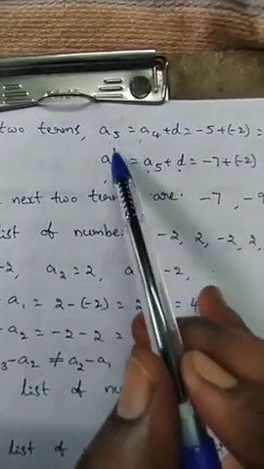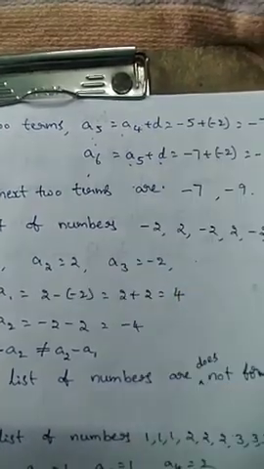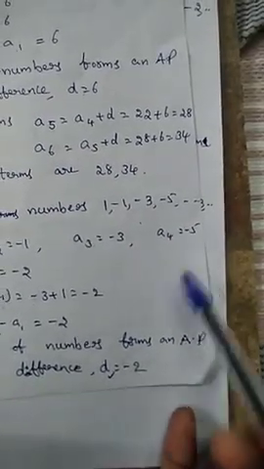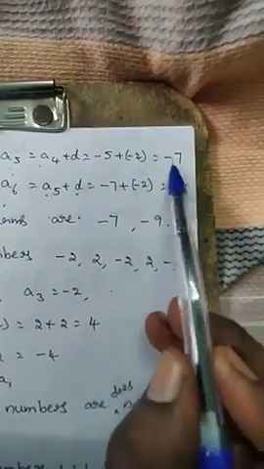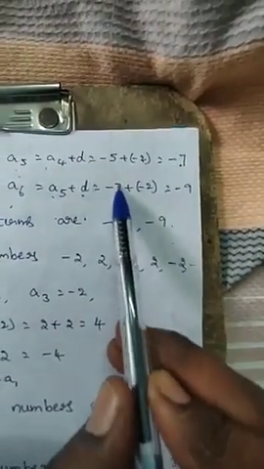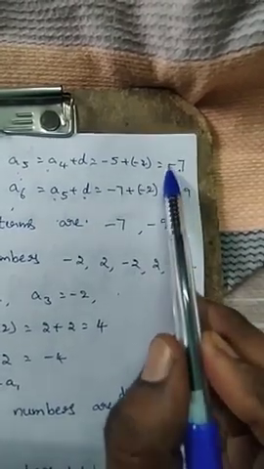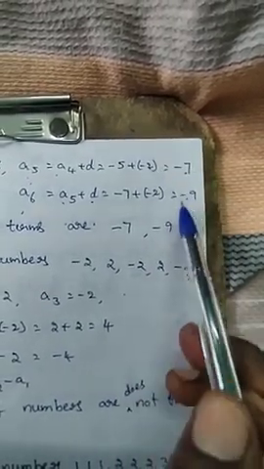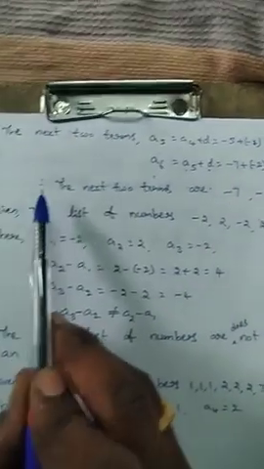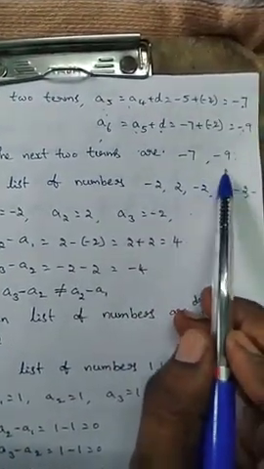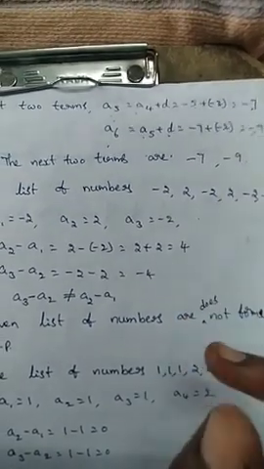So A5 is equal to A4 plus D. In the problem, A4 is minus 5 and D is equal to minus 2. Minus 5 plus of minus 2 is equal to minus 7. To that minus 7 we add the common difference minus 2, and we get minus 9. Therefore the next two terms are minus 7 and minus 9.